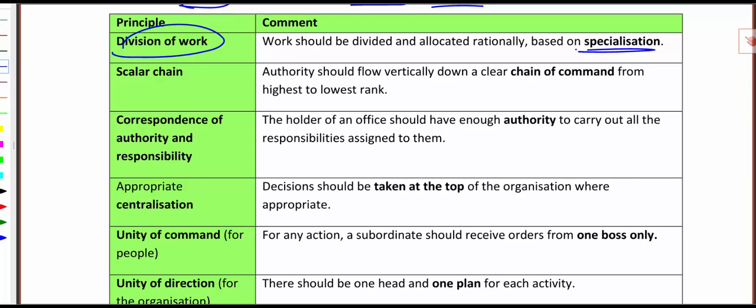Okay, what else did the classical way say? Well, there should be a very clear vertical chain of command. Okay, so nice tall hierarchy. People at the top make the decisions, people at the bottom carry out those orders. Okay, so a nice strict vertical chain of command.